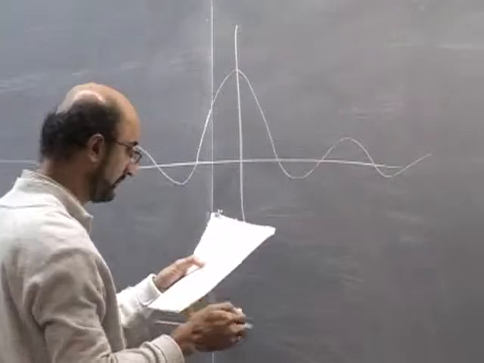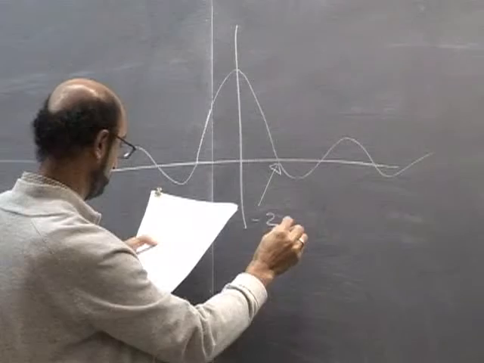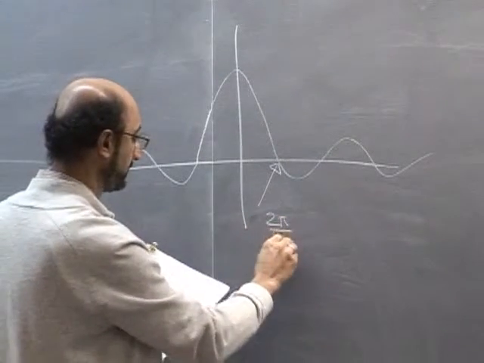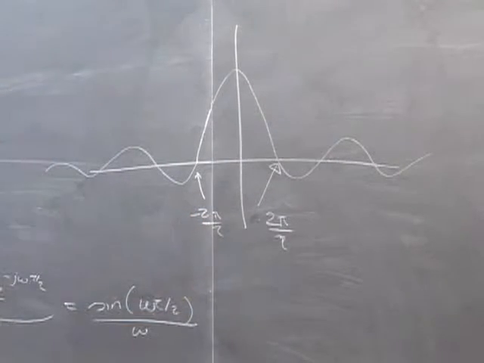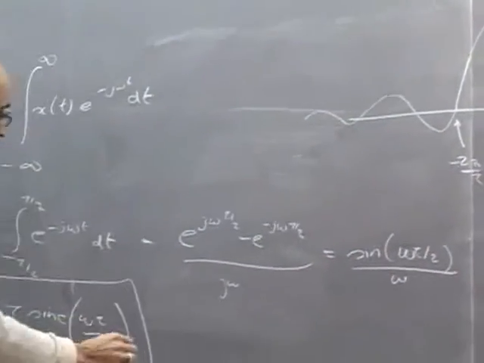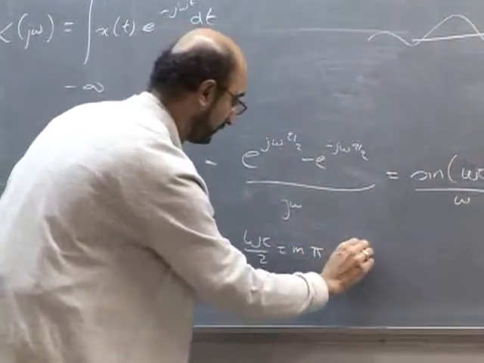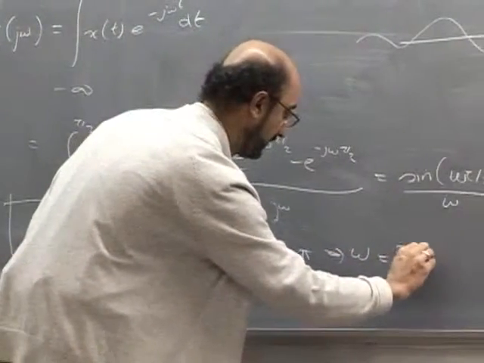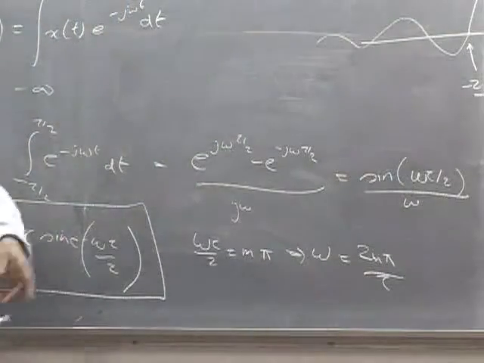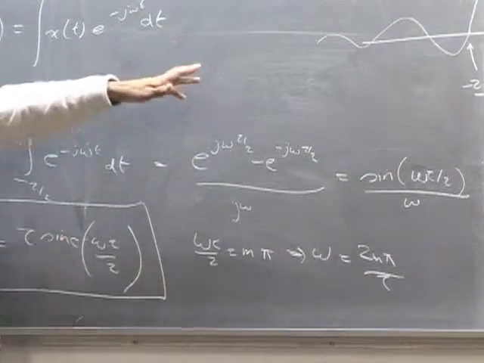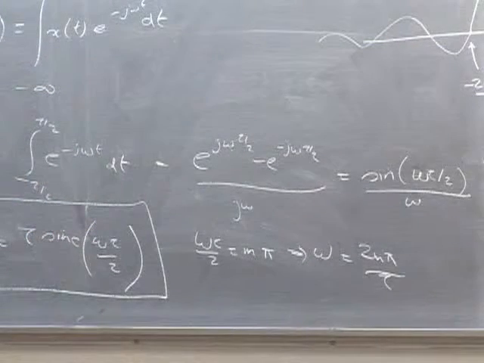Something like that. And these zero crossings are going to be at minus 2 pi by tau and plus 2 pi by tau. Why? Because we want omega tau by 2 equals m pi, which implies omega equals 2m pi by tau. And so the first ones are at plus minus 2 pi by tau, 4 pi by tau, 6 pi by tau, etc. So 2m pi by tau is where the zero crossings are, right?